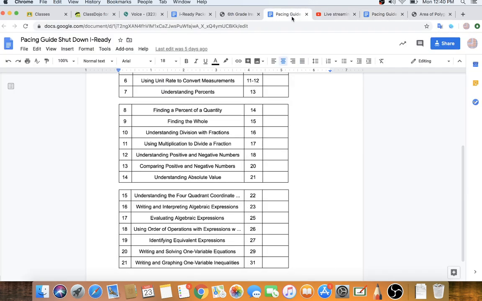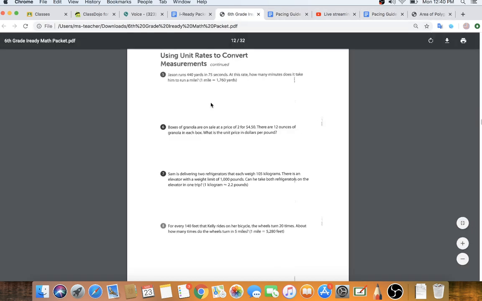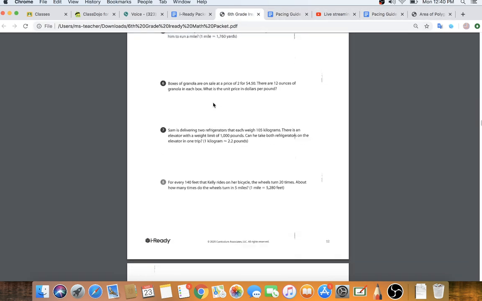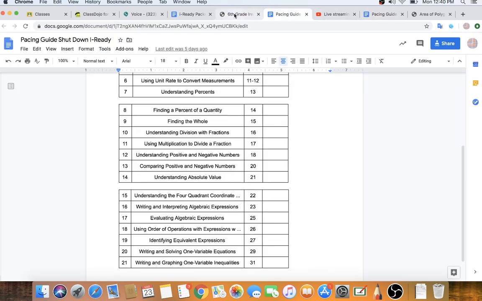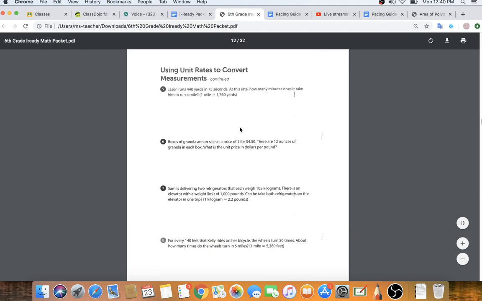All right, this one is going to be for day 6. This is page 12 for the iReady packet. Sorry about that, not that one. It should be page 12. So it should be this one right here.